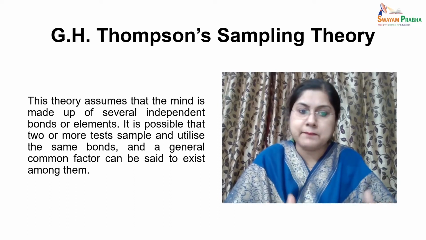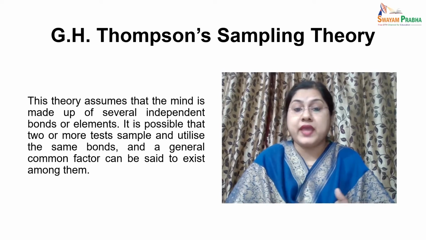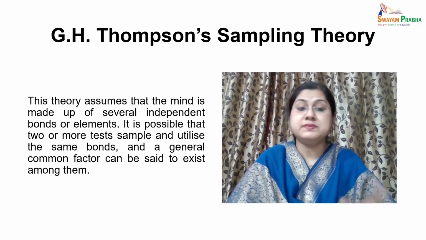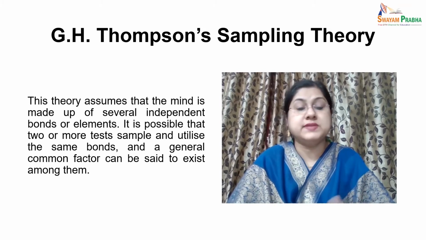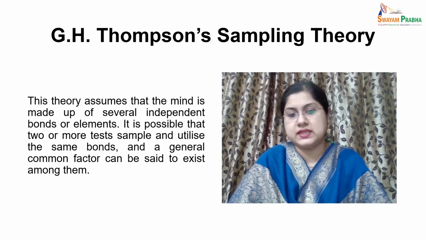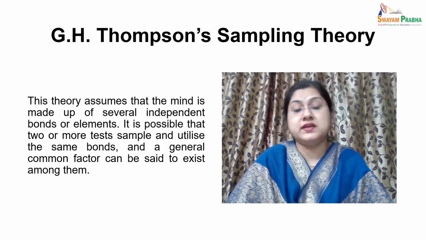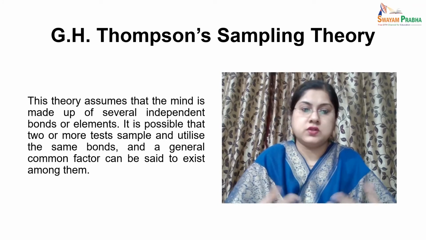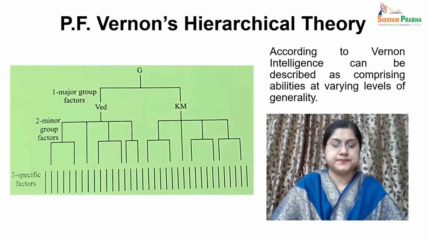So the sampling theory combines several theoretical viewpoints and it appears to be similar to Thorndike's multi-factor theory, except that he conceded to the practical usefulness of a concept like G. And at the same time, Thompson's theory seems to maintain that the concept of a group factor is of equal practical usefulness. So this was the theory of Thompson, which is also commonly called the sampling theory. Now let us see the next theory.